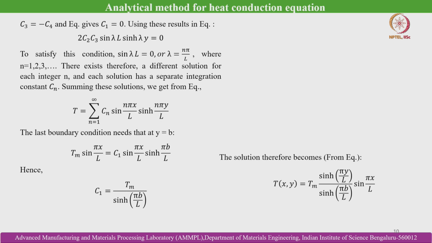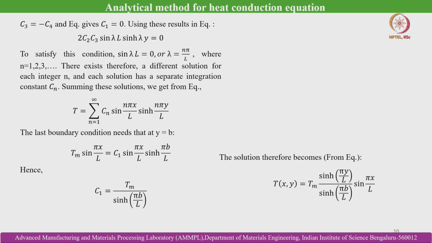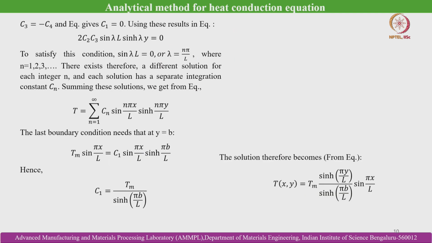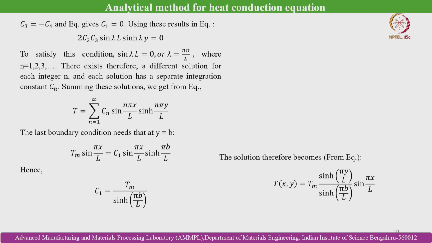Before that, you can see that from the second condition, what is the second condition we got? That is C1 cos delta L plus C2 sin delta L multiplied by C3 e to the power minus delta y plus C4 e to the power delta y. From here we can write that C3 is equal to minus C4, and C1 is also equal to 0. Then we can write here that 2 C2 C3 sin delta L sin delta y is equal to 0.